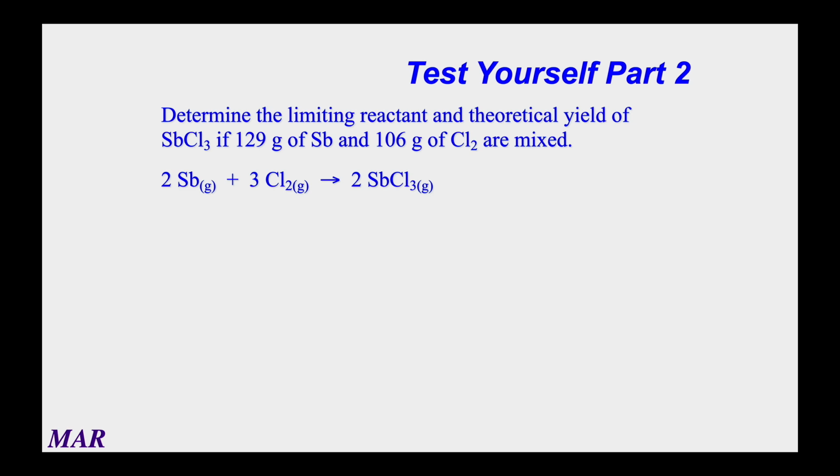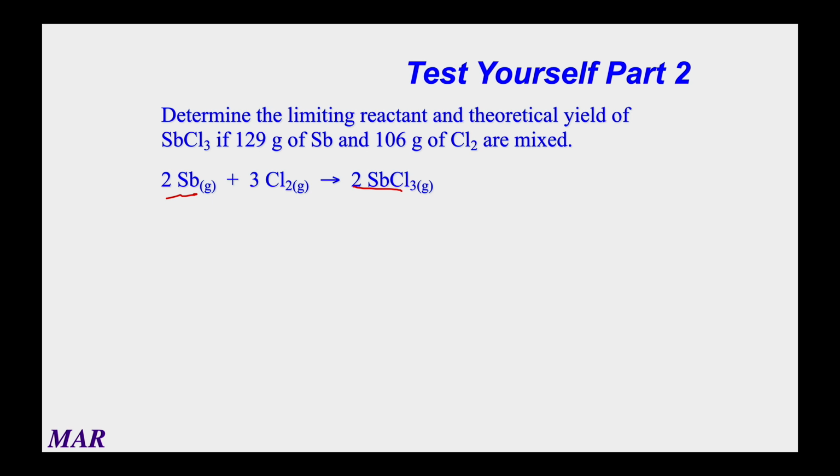For example, you could start with 129 grams of antimony and turn that into moles using the molar mass for antimony on the periodic table. Then for antimony, you would use 2 moles of antimony on the bottom and 2 moles of SbCl3 on the top, so a ratio of 2:2. And then you could multiply by the molar mass of SbCl3. You do the same kind of thing with 106 grams of chlorine. All right, that number is what you'd start with.